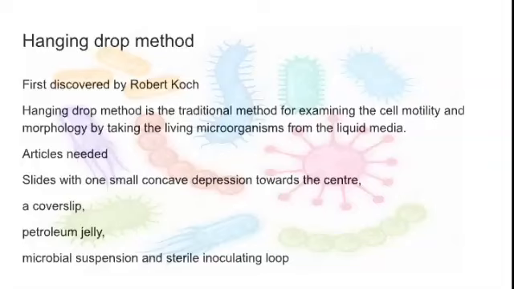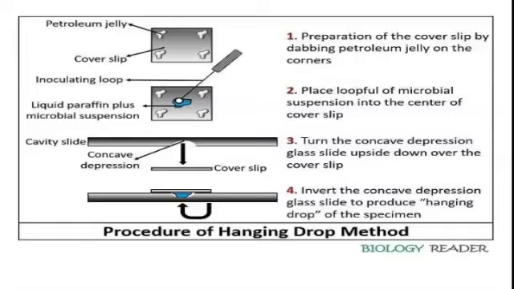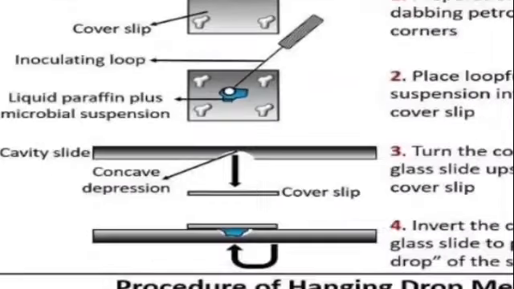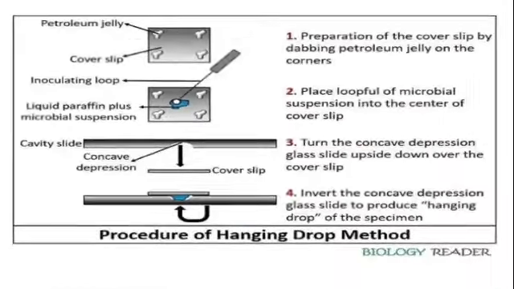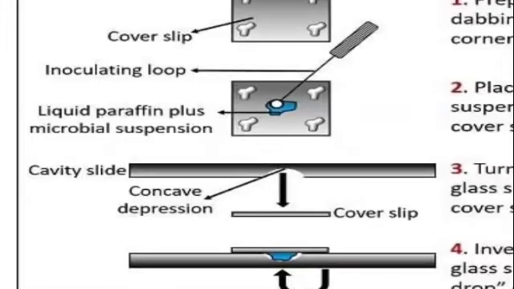What all the articles here we need is a slide with one small concave depression. I will show you it in the picture. A cover slip, petroleum jelly, microbial suspension and a sterile inoculating loop. So this is the picture where it is clearly visible. What you have to do, first prepare a slide. So prepare a cover slip with petroleum jelly on 4 sides. So you want to fix this petroleum jelly on the slide.